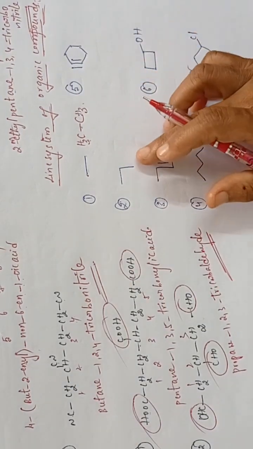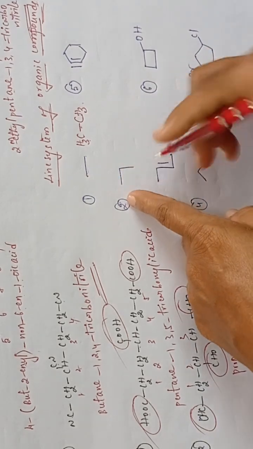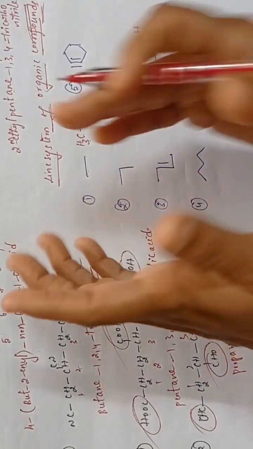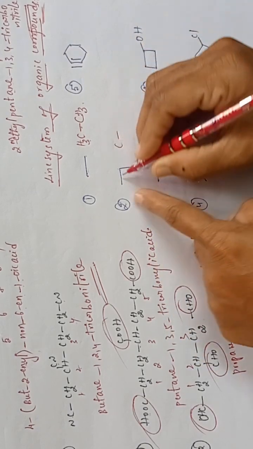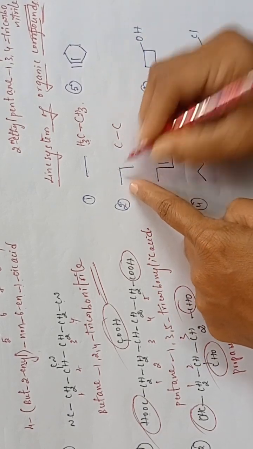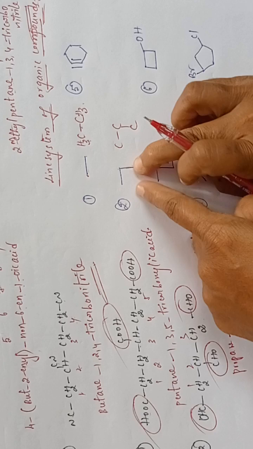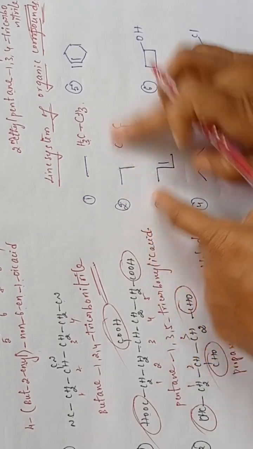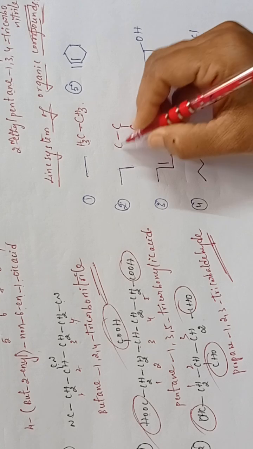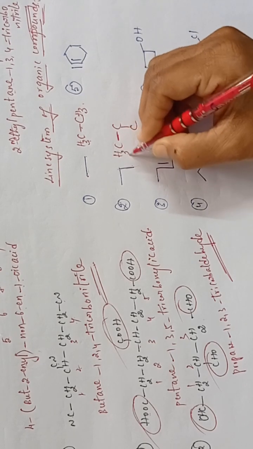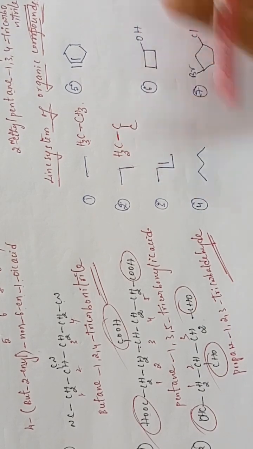Now take another compound. This one, here 2 lines are there. Here at each corner you have to take the carbon atoms. Understanding? So here bond, carbon, bond, carbon. Like this you have to take. Now balance this compound. How many hydrogens you have to take? Here one bond is there. 3 hydrogens you have to take. 3 plus 1, total 4 bonds.